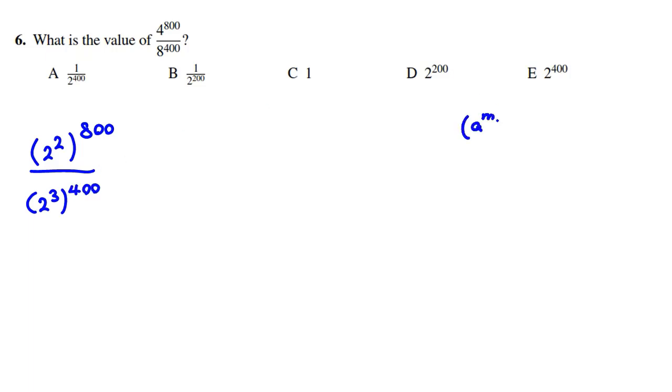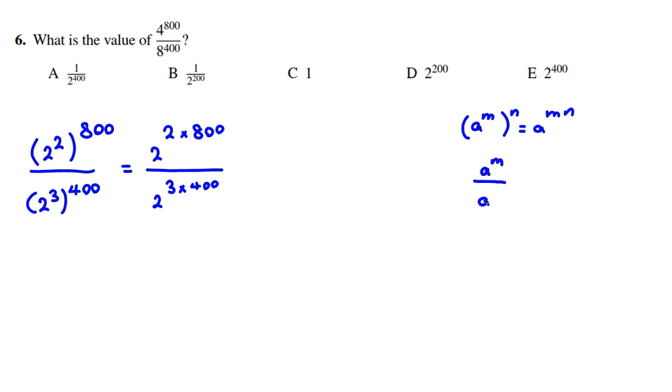Now, by power rule, we know that a to the m to the n equals a to the m times n. So the numerator will be 2 to the 2 times 800 over 2 to the 3 times 400. Again, by power rule, we know a to the m over a to the n equals a to the m minus n. So here it will be 2 to the 1600 over 2 to the 1200. Now, if you use this power rule, it will be 2 to the 400. So the answer will be E.